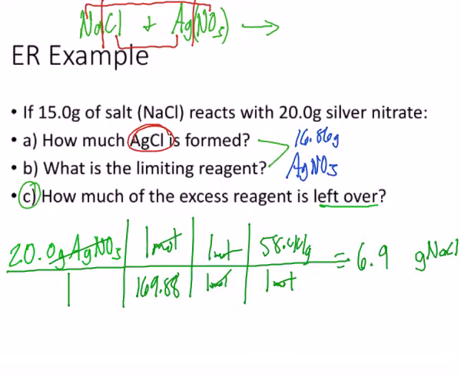15, right? So we had a lot more. We started with 15 grams. That's kind of our initial. But we want to figure out our final, of how much we had left over, or our excess.